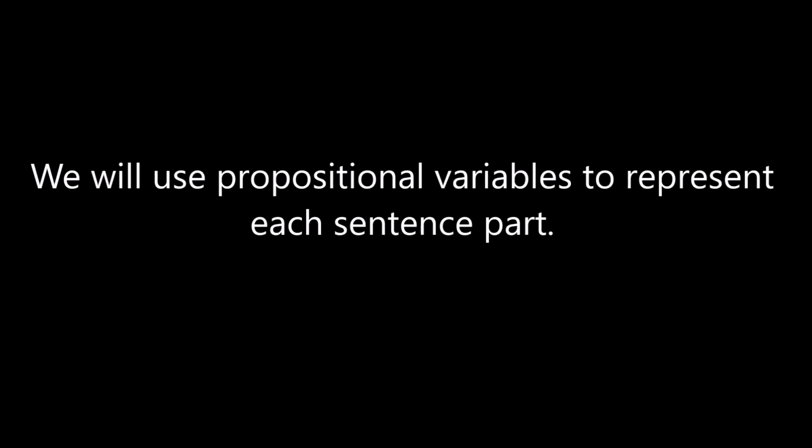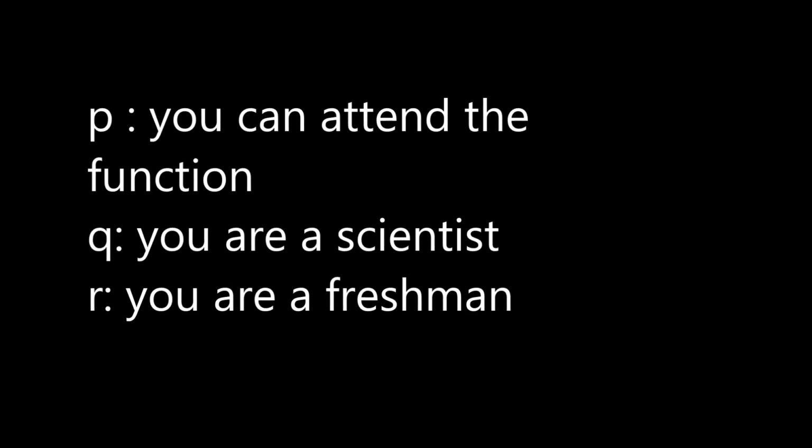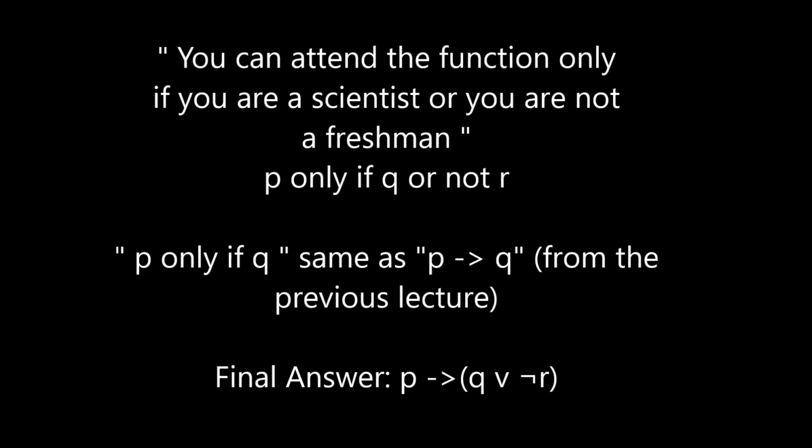Instead, we will use propositional variables to represent each sentence part and determine the appropriate logical connectives between them. So let P represent the sentence you can attend the function and Q represent the sentence you are a scientist. R represents the sentence you are a freshman. Now we can write this whole English sentence as the logical expression P implies Q or not R.